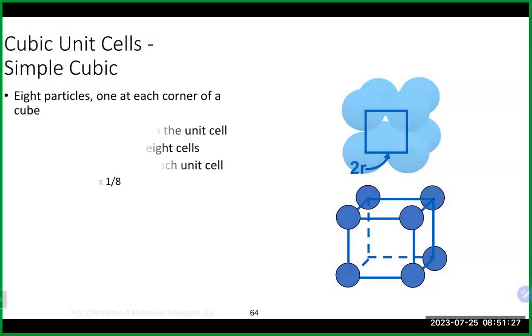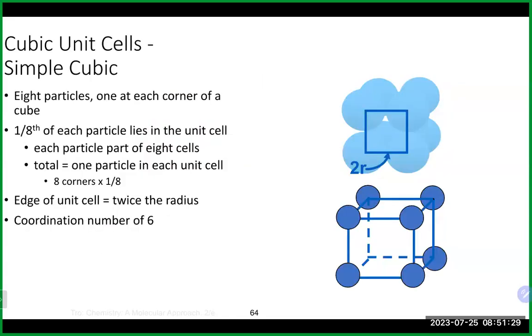So let's take a look at each of these now in a little more detail. First one is our simple cubic. Our simple cubic has an eighth of an atom in each of the corners. In a cube, there are 8 corners, right? And there's an eighth of an atom in each corner. So when you add up all the corners, you get one whole atom: 8 corners times 1/8 of an atom in each corner gives you 1 atom total in our simple cubic. The edge length there is 2 times the radius. And the coordination number here is 6.